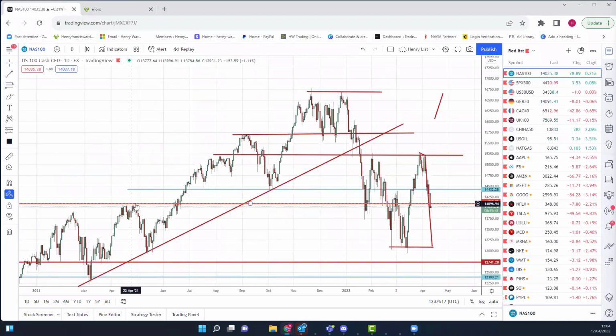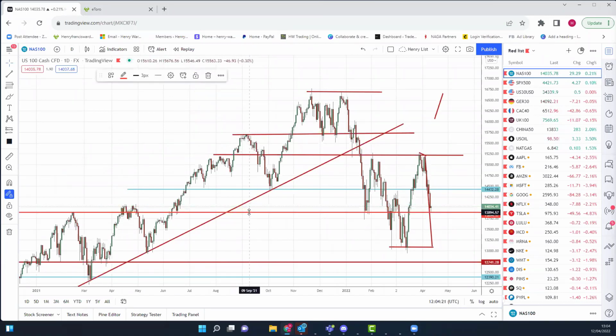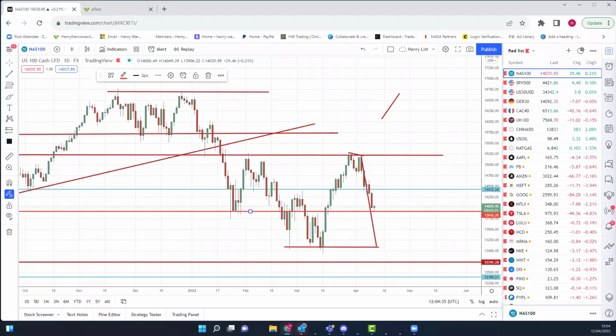Now, we did have this level here. What I could do is move this level down to there. And then I have a bounce here, a bounce here, and a bounce here. Now, from the chat group, someone asked, is this an inverse head and shoulders? So I'm going to get you guys to have a look at this first, and you tell me whether it is or it isn't.